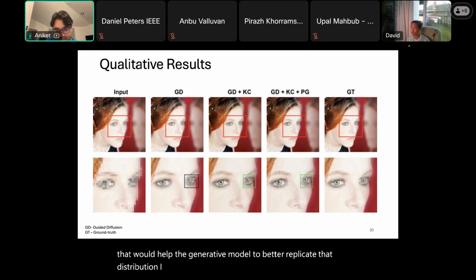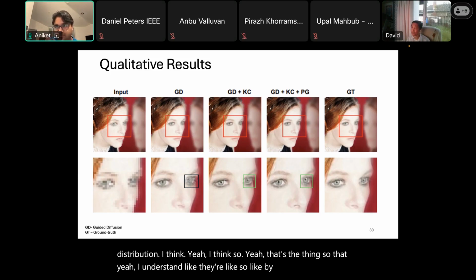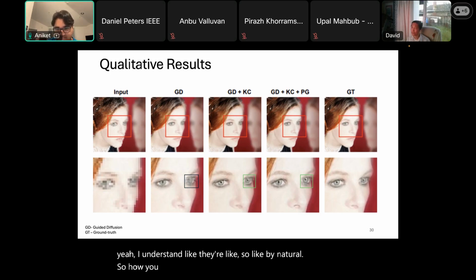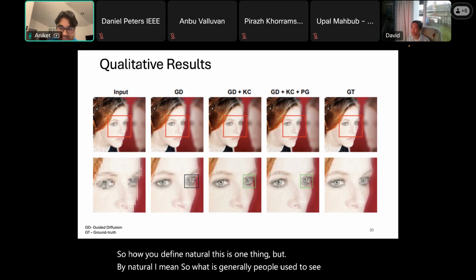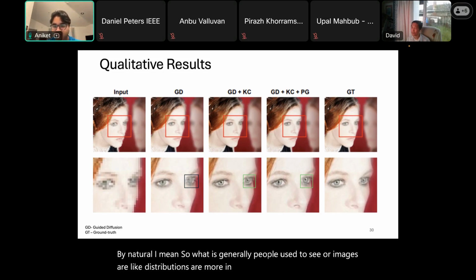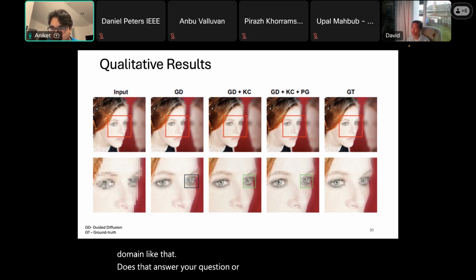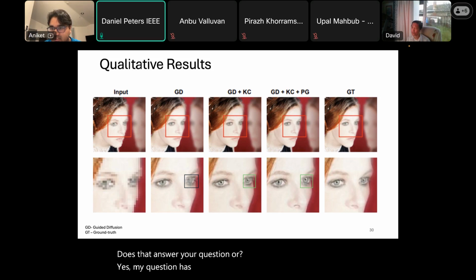Yeah, I think so. That's the thing. So how you define natural is one thing, but by natural, I mean what people are generally used to seeing, where images or distributions are more in domain compared to out of domain. Does that answer your question? Yes, my question has been answered. Thank you. Okay, thank you.